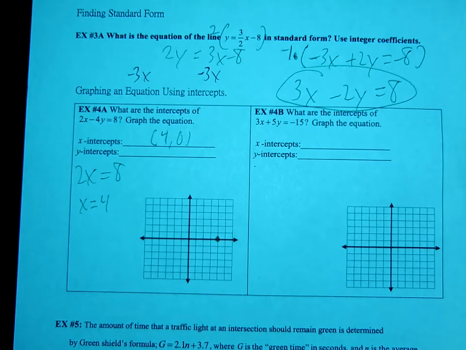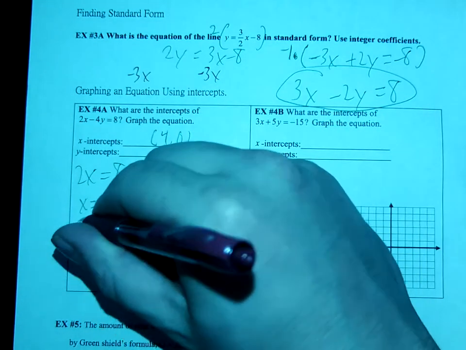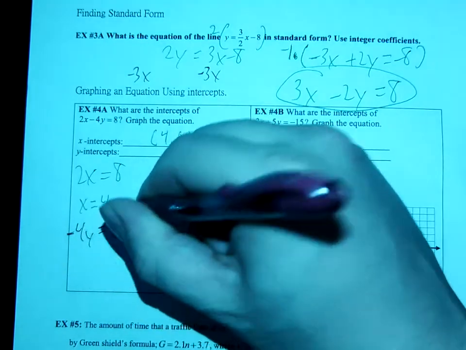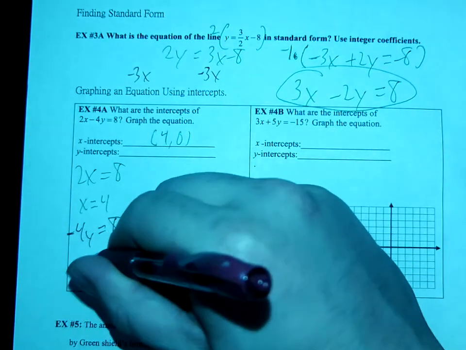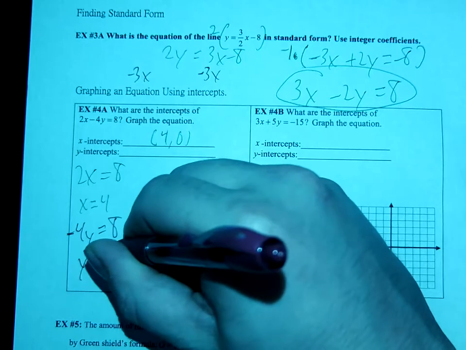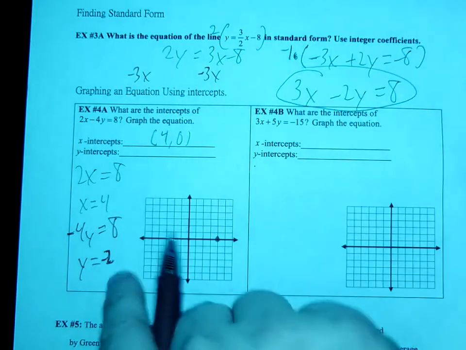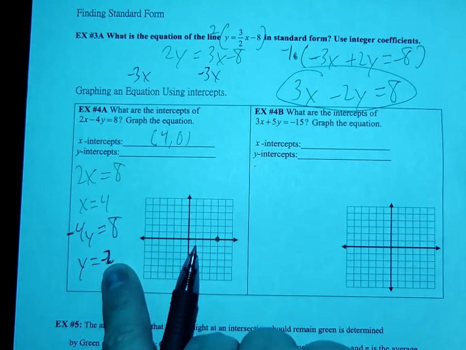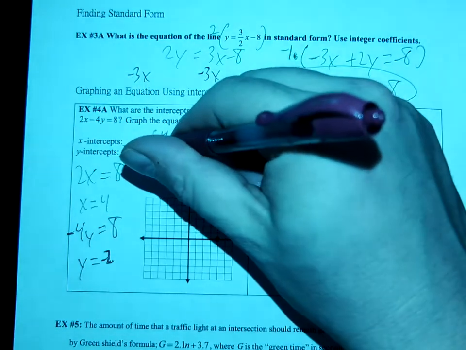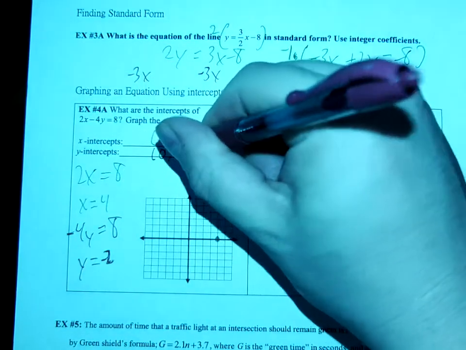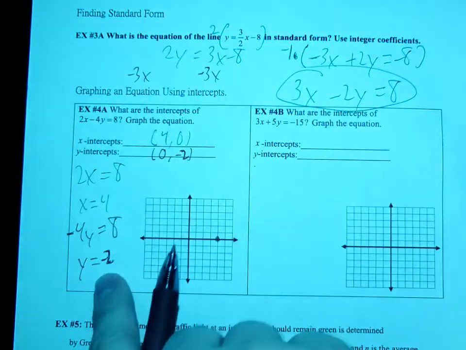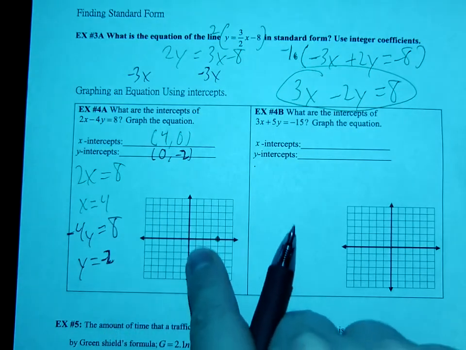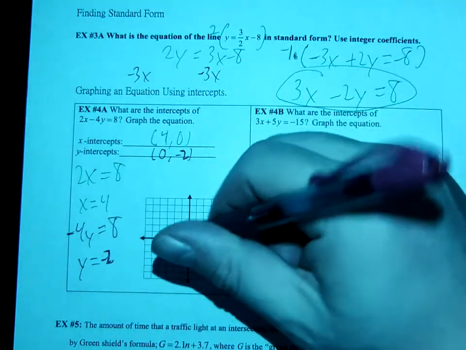You do the same thing for the y-intercept. Negative 4y equals 8, which is negative 2. Now this isn't called a solution. This is called a y-intercept. It's not called a solution or a 0 here. This doesn't have a separate name. And again, it's a point at 0, negative 2. So again, when we say y equals negative 2, that's referring to negative 2 on the y-axis.